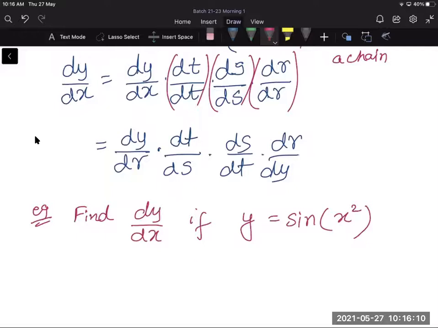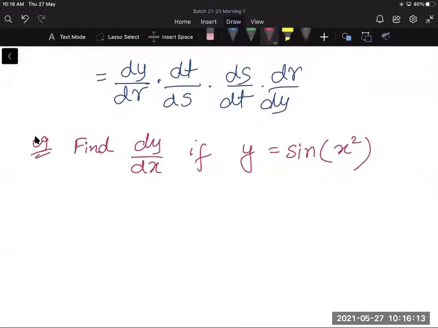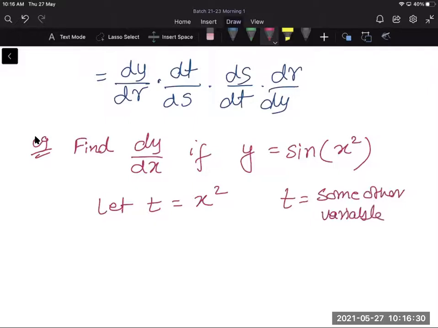So what do we do? Well, I say that look, let t is equal to x square, where t is some other variable. You should be absolutely clear how and why I can do this. I can do this because this is the nature of variables.